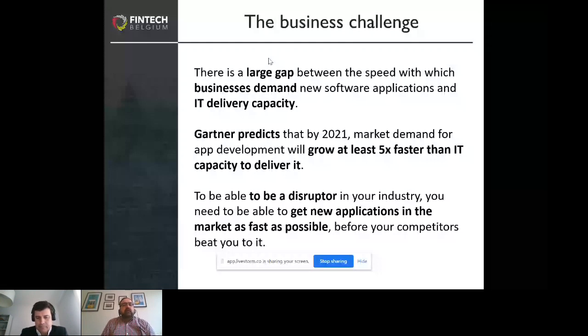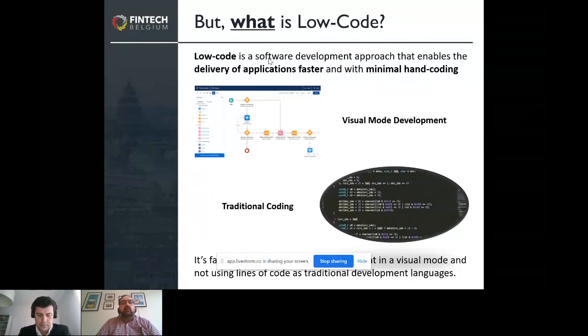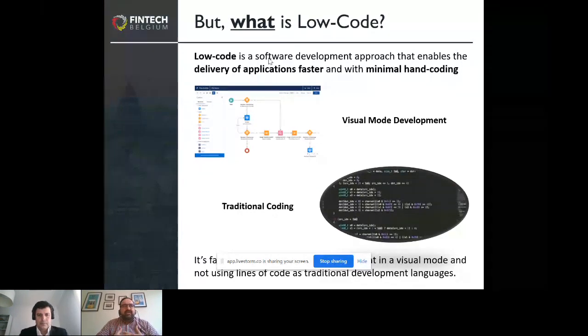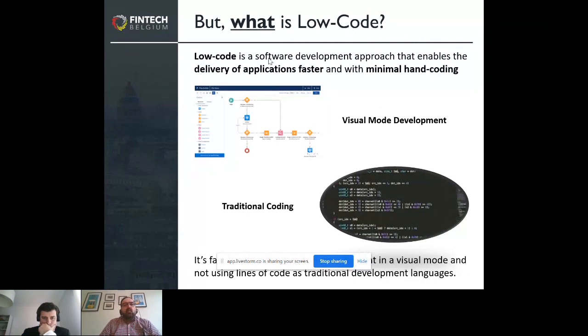If you want to be a disruptive company in the market, if you want to go to market fast with applications, low code, we believe, can be the solution. But what is low code? For those of you who are just starting with low code, it is a software development approach. It's a software development platform that enables the delivery of applications, both mobile and web, in a very fast way. How can you do that? It changes the paradigm. You stop having lines of code and you start programming using visual development. As in the example here, you move boxes, you move arrows. That's where you get these amazing capabilities: it allows you to develop in a visual mode.